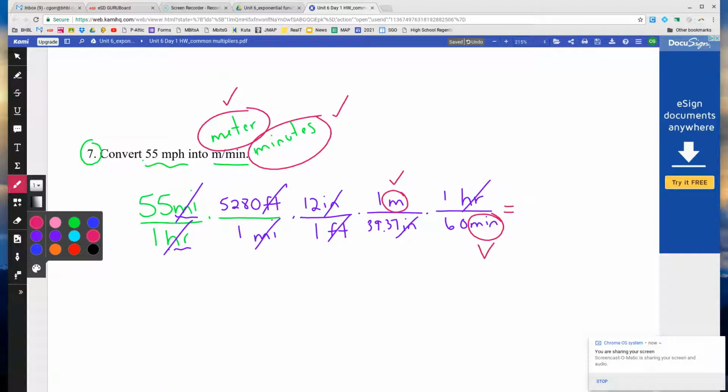I'm then going to multiply my top numbers, multiply my bottom numbers. I will divide, and I will end up with 1,475.2345 meters per minute. And that is my answer. It doesn't tell me I can round, so I'm all set.